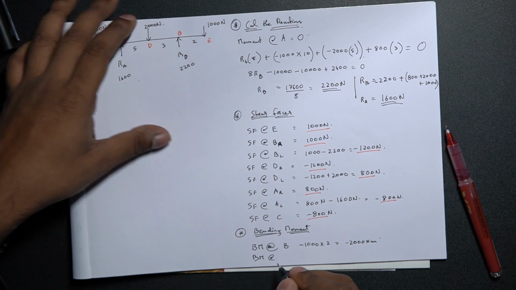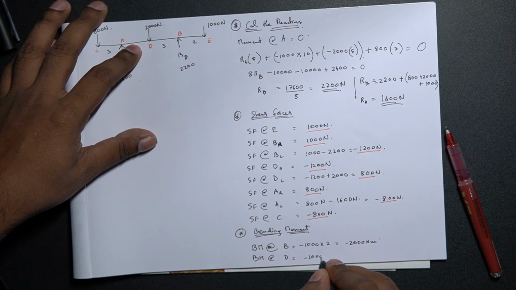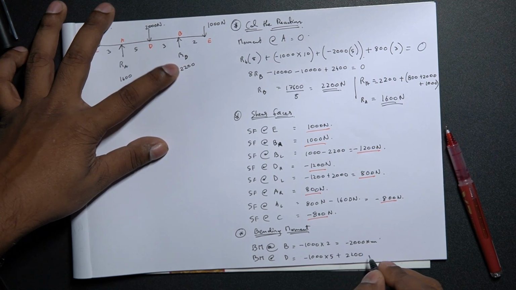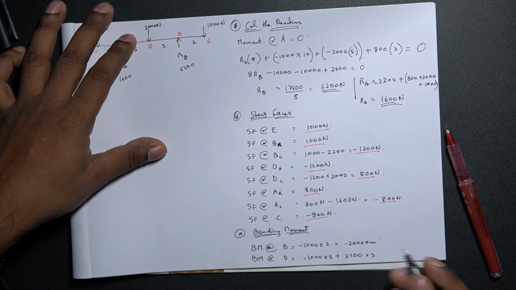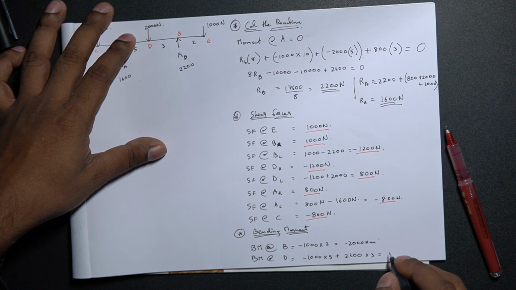Bending moment at D should be equal to minus 1000 times 5, because 2 plus 3 is 5, plus 2200 times 3. Since it's creating a positive moment, it is positive. So there should be 5000 plus 6600. 6600 minus 5000 will be 1600 Newton meter.